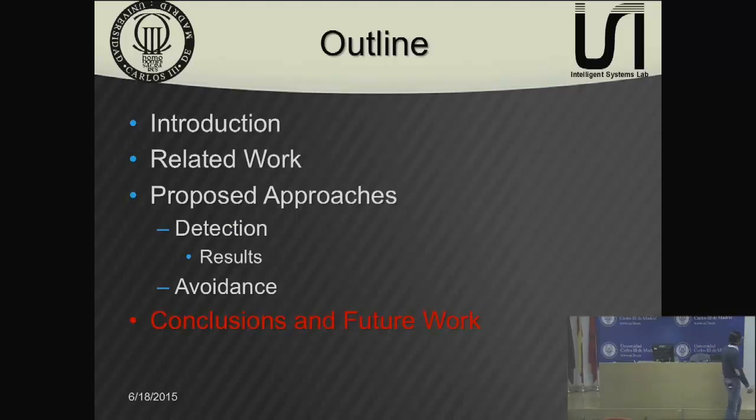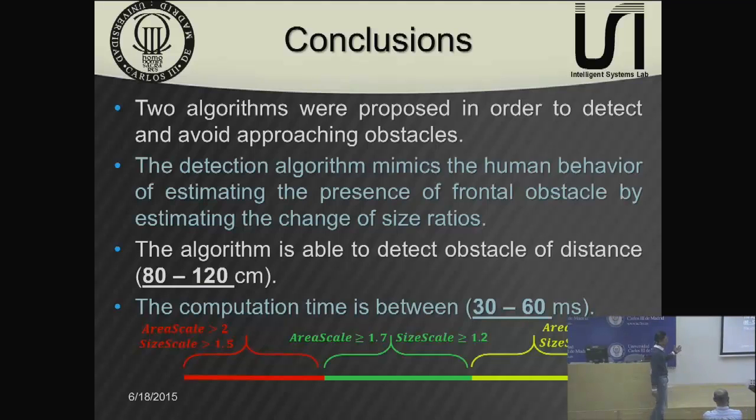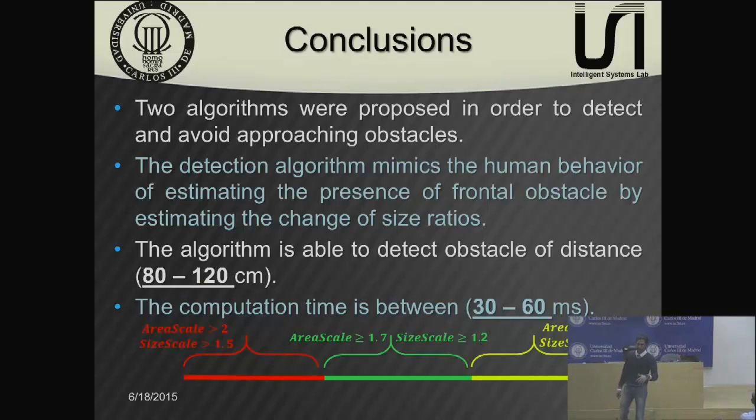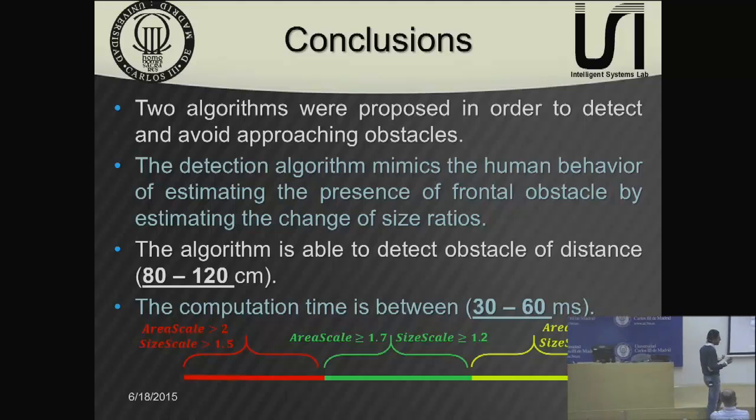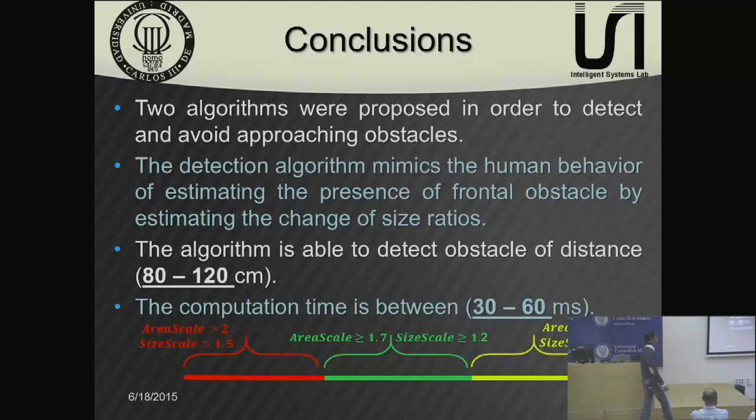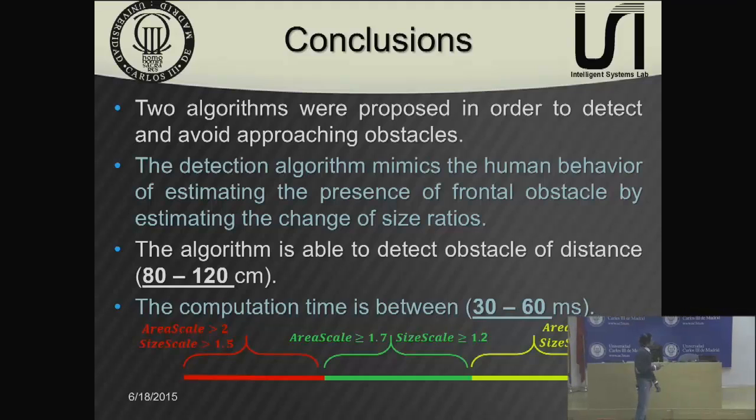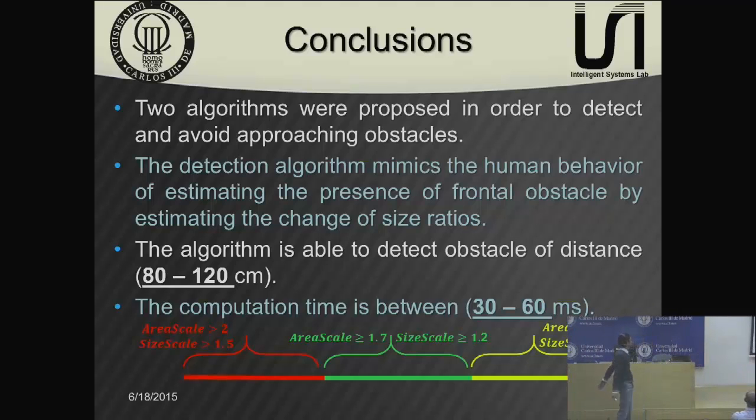As a conclusion, we present two algorithms to detect and avoid obstacles. Our detection algorithm mimics the human behavior of detecting approaching frontal obstacles. The algorithm is able to detect obstacles between 80 and 120 centimeters, depending on the velocity of the drone, and our computational time is between 30 and 60 milliseconds, depending on the number of features in the image.